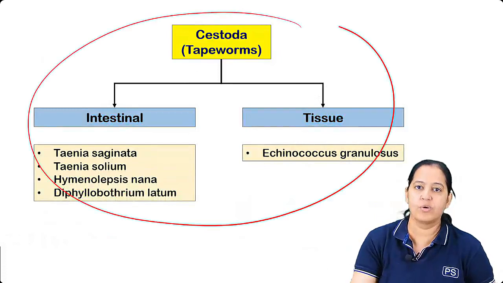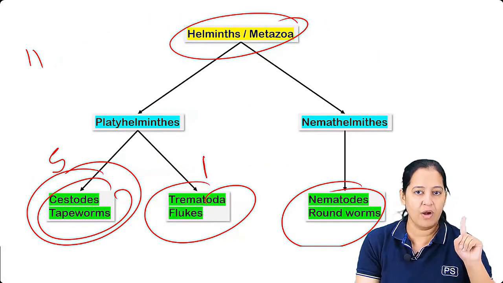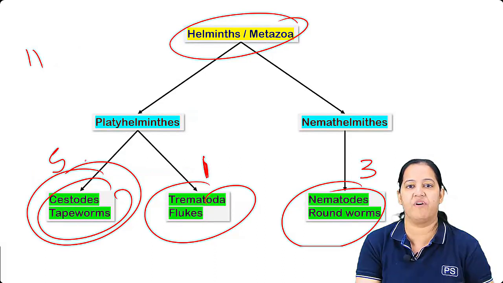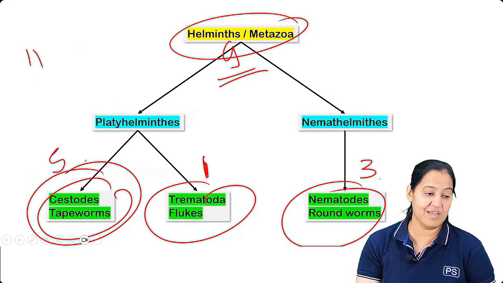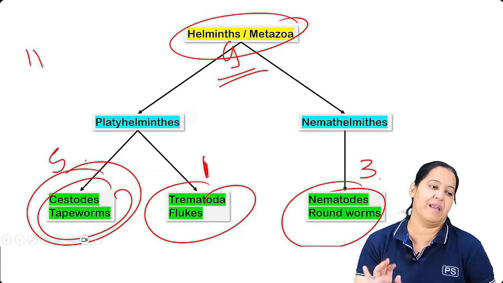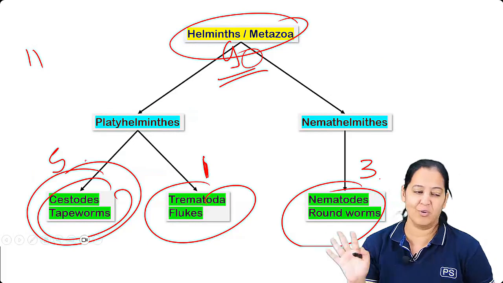These are the cestodes. There are five cestodes. I will teach you one trematode and three nematodes. That is 9 in total I will teach you here. And these are big, so they will take time, a minimum of 10 minutes each. So it will require a minimum of 1.5 to 2 hours. So the whole parasitology is quite substantial.